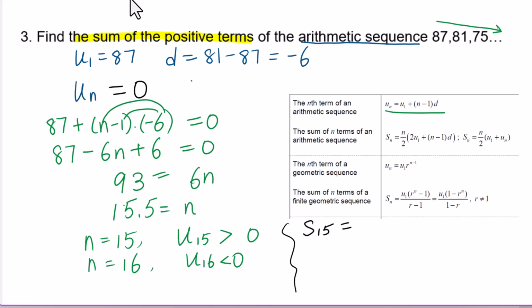equals, we will use this formula. 15 over 2 times 2 times u sub 1, it's 174, plus 15 minus 1 times -6 equals 675.